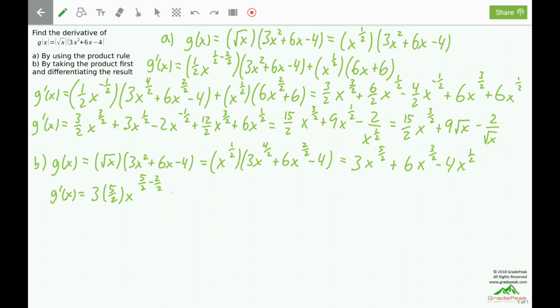The second term will follow the power rule. Bring the 3 halves down, x raised to subtract 1 from the exponent. I will call that 2 halves. The third term will follow the power rule. We'll have minus 4, bring the 1 half down, x, and subtract 1 from it. I will again call that 2 halves.